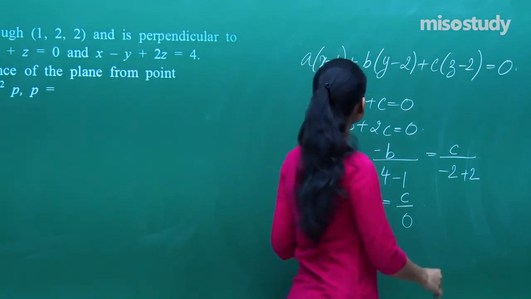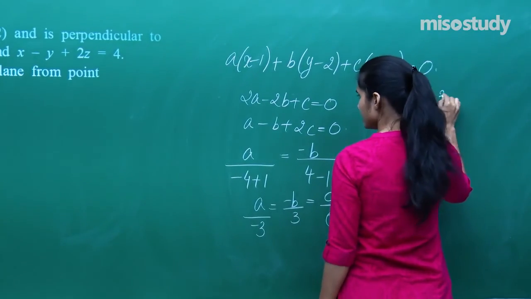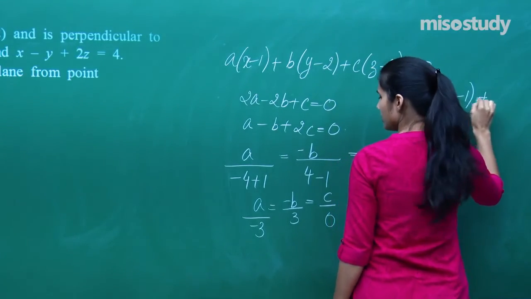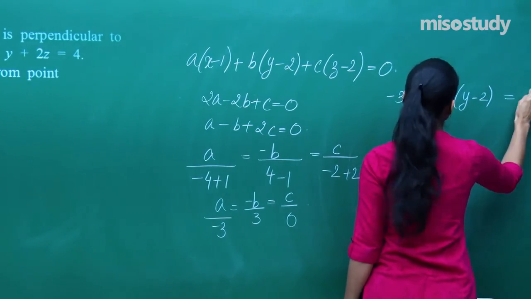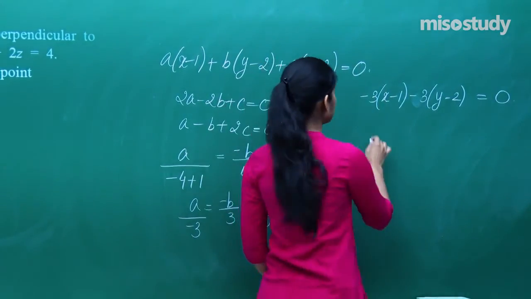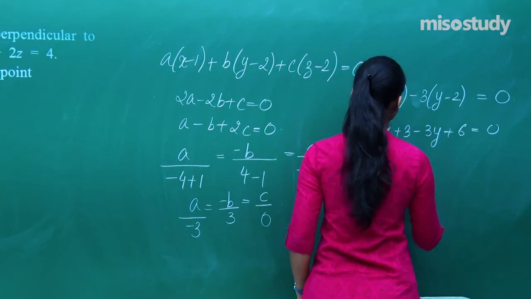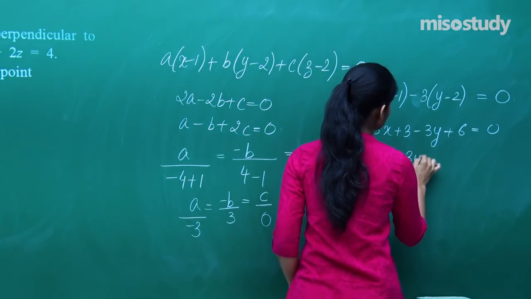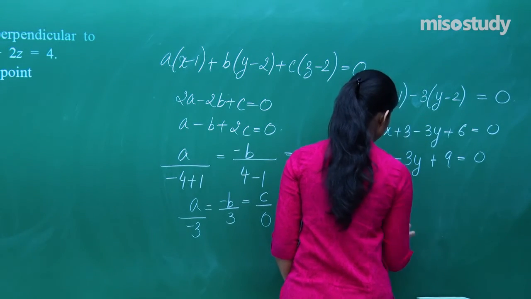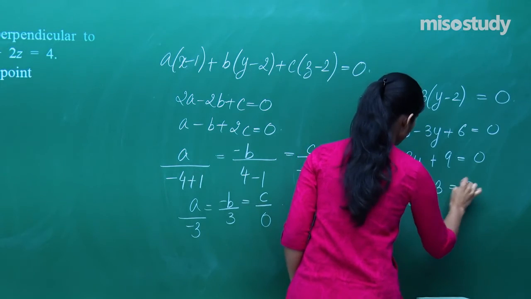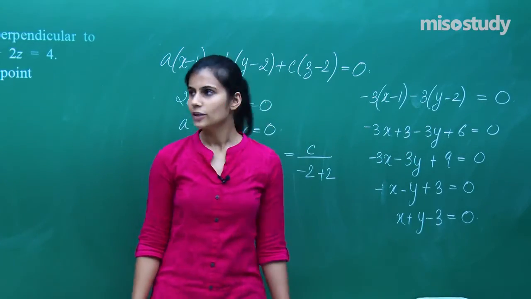Right? So you basically get what? Minus 3a, or I should write a is what? Minus 3 times x minus 1 plus, or I should again say minus 3 times y minus 2 equals 0. That is it. So you get minus 3x plus 3 minus 3y plus 6 equals 0. So you get minus 3x minus 3y plus 9 equals 0, or minus x minus y plus 3 equals 0, or x plus y minus 3 is 0. This is the equation of my required plane.